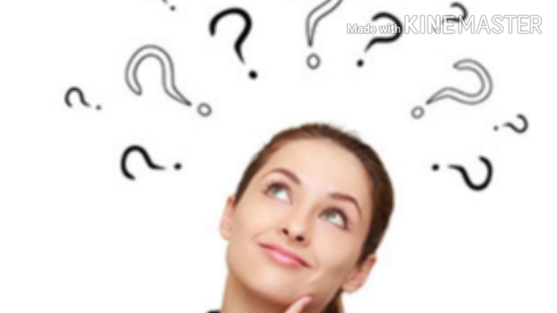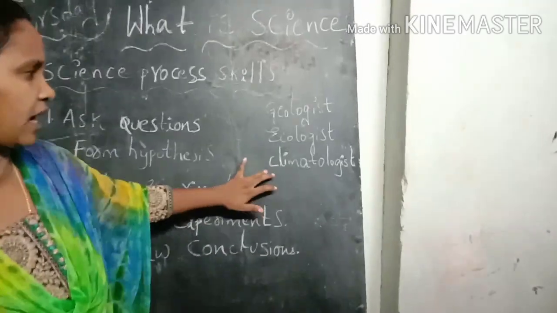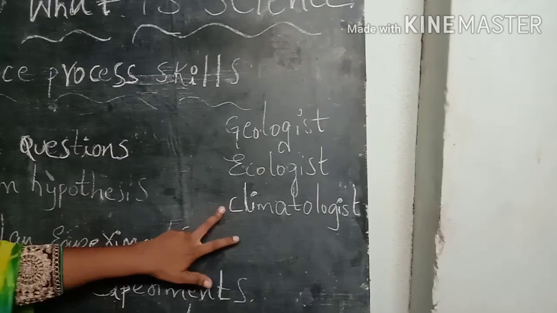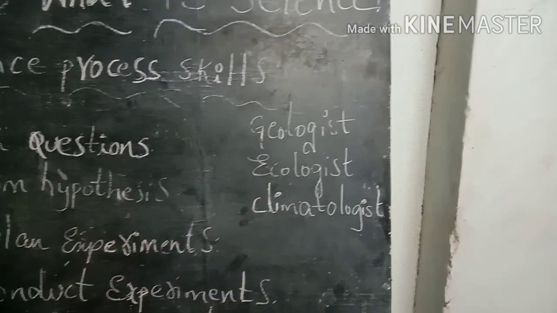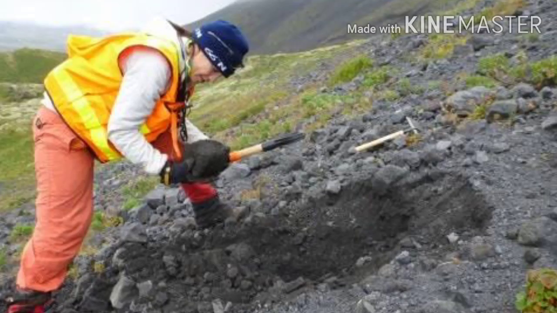Here, geologist, ecologist, climatologist, these three are scientists. First, a geologist is the scientist who studies the earth and its rocks and rock formation. That means he studies the detailed structure of the earth and its formation. He is said to be a geologist.